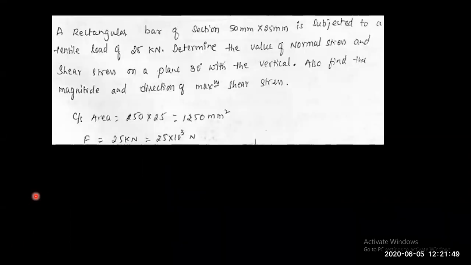Now let's start off with a numerical problem. This is the first question, where we'll be using the equations which we derived so far. We have a rectangular bar of cross section 50 mm by 25 mm subjected to a tensile load of 25 kilonewton. Determine the value of normal stress and shear stress on the plane at 30 degrees with the vertical. Also find the magnitude and direction of the maximum shear stress.